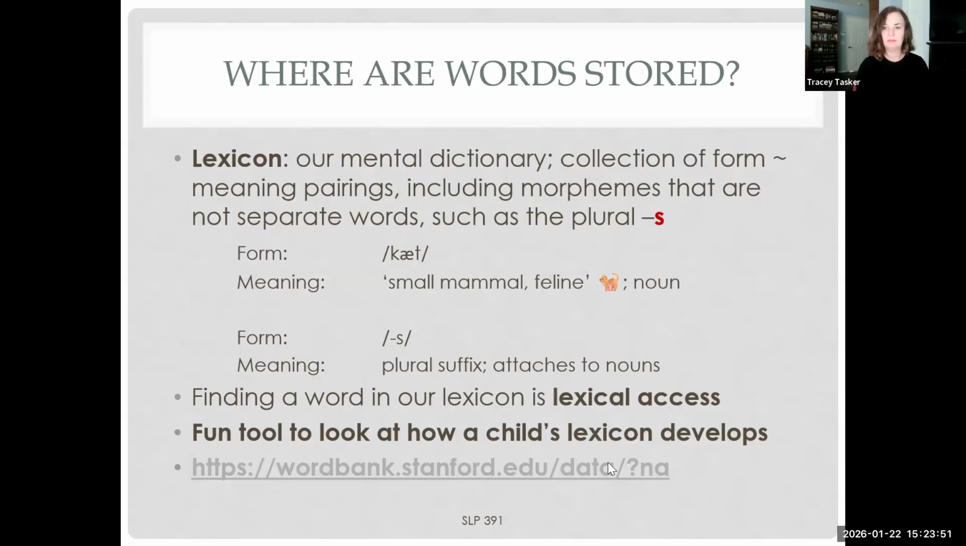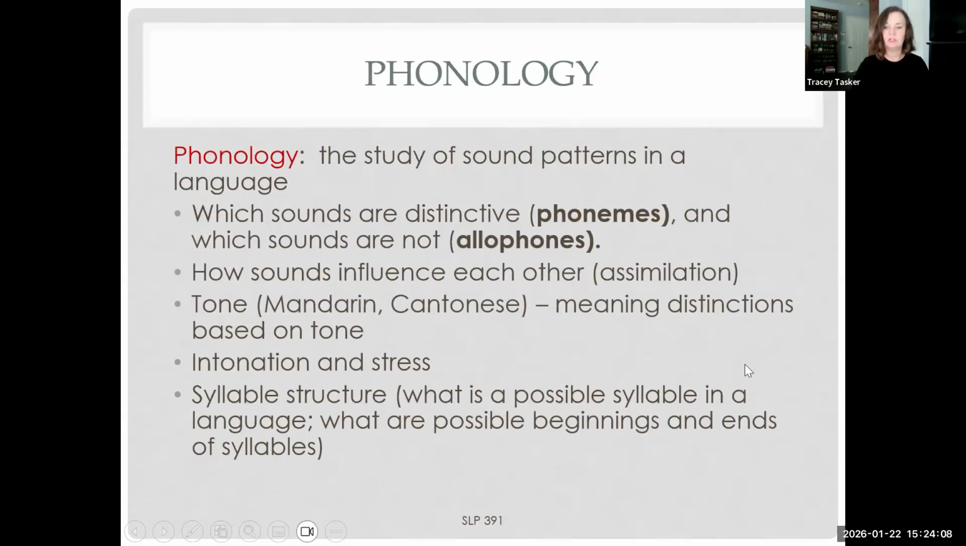Okay, so let me stop sharing just for a second because I think that may have taken us off of our PowerPoint. Okay. All right. So let's talk about phonology now.